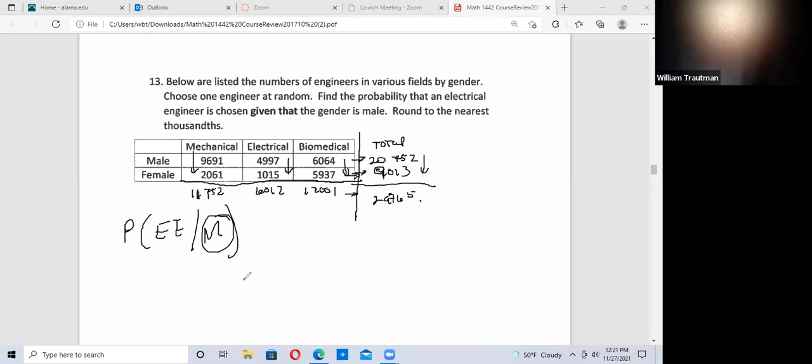So we know they're male, so we need to only focus on the male part right here. We want to find the probability an electrical engineer is chosen. How many electrical engineers are there that are male? 4997. Given that they're male, there's only 20,752 that are male. So we put that in our calculator: 4997 divided by 20752.